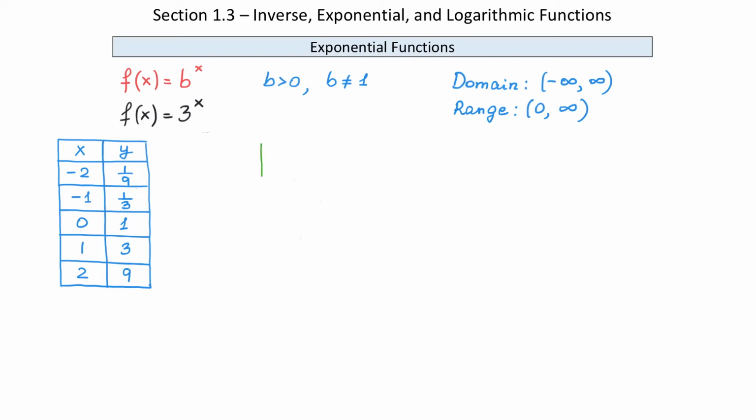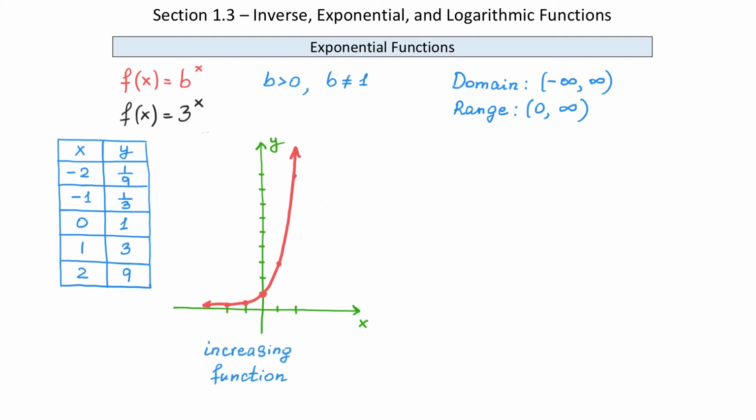Let's have the rectangular coordinate system, and then we will make the graph. The first point is negative 2, 1 over 9, then negative 1, 1 over 3, 0, 1, 1 to the right and 3 up, and 2 to the right and 9 up. Now we will connect the points and get the graph. As you see, this is an increasing function because as we move from left to right, the graph goes up.